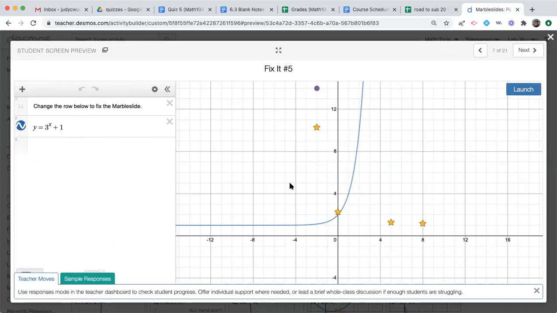Like, how do we fix this exponential function, right? We have our 3 to the x plus 1. But if I launch the marbles, it's only going to collect that first star. And then it goes all the way in the wrong direction, and they're going slowly. So we make the 3 negative. Okay, let's try it.